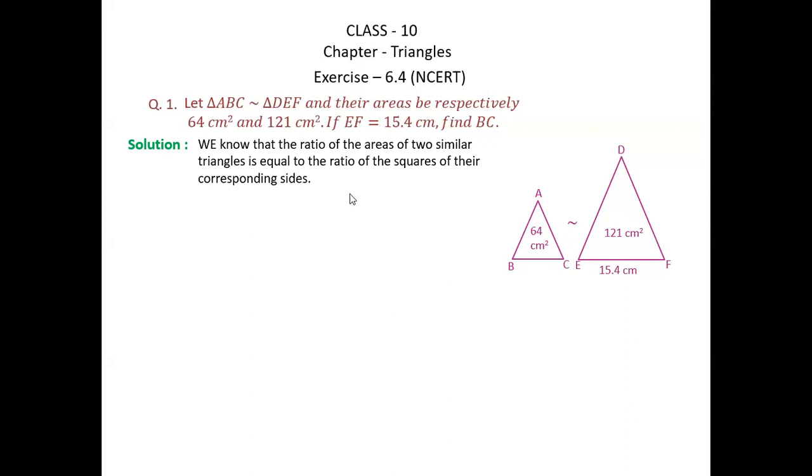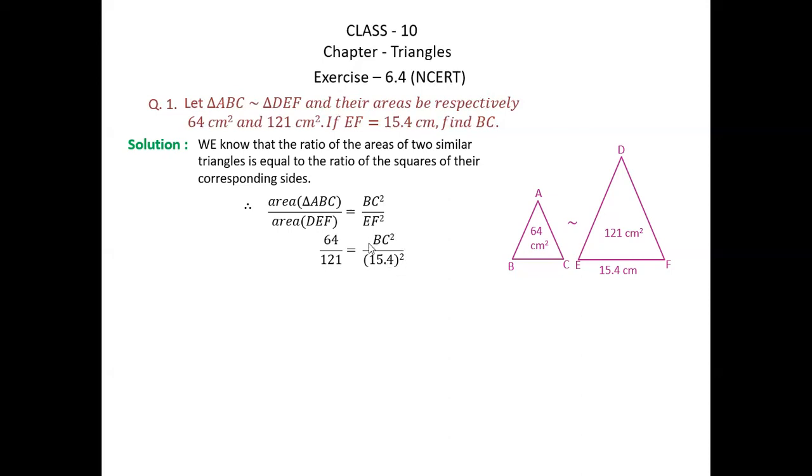If triangles are similar, we know that the ratio of the areas of two similar triangles is equal to the ratio of the squares of the corresponding sides. Therefore, you will have area of triangle ABC upon area of triangle DEF is equal to BC square upon EF square, because we are considering the base length. Let's put the values. 64 upon 121 is equal to BC square upon 15.4 square.